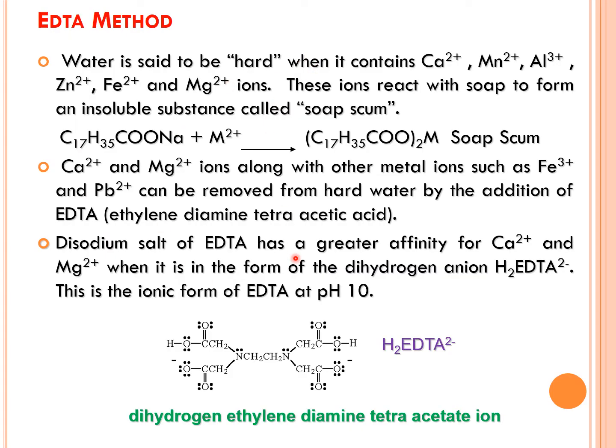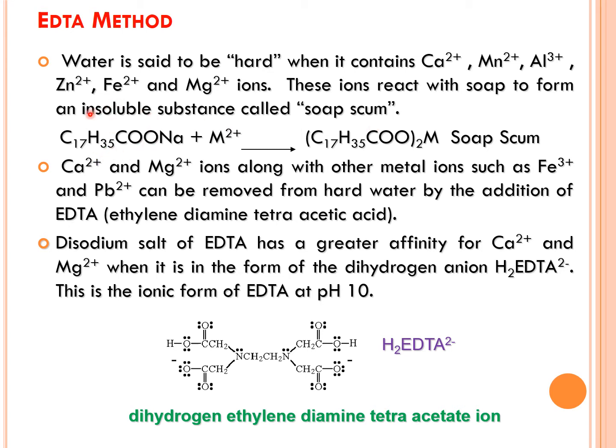So what is the EDTA method? As we know, hard water contains carbonates, bicarbonates, hydroxides, and chlorides, sulfates and nitrates of calcium, magnesium, aluminium, zinc, iron and manganese and other heavy metals. These ions react with soap solution to form an insoluble substance called soap scum.